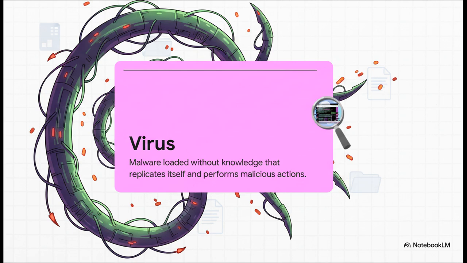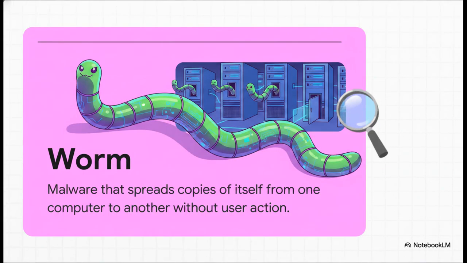A computer virus is malicious software loaded onto your system entirely without your knowledge. Its defining characteristic is that it replicates itself to spread and then executes its malicious payload. Importantly, though, a classic virus usually needs to attach itself to a host program or file to actually function and cause damage. Next up is the worm.